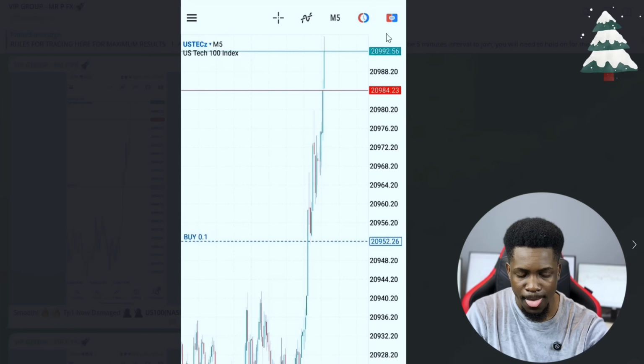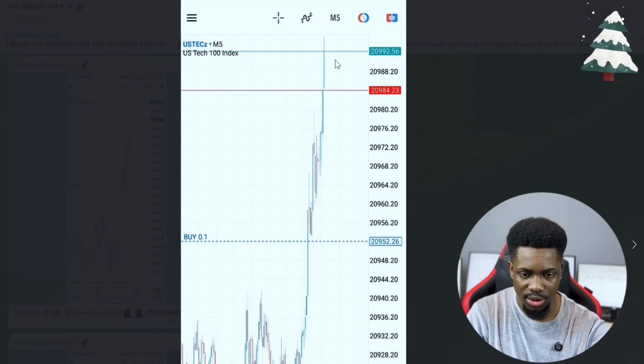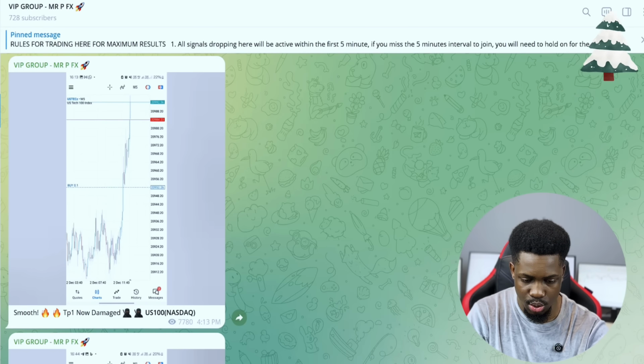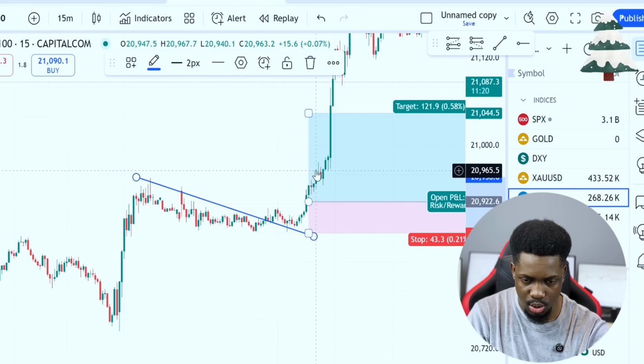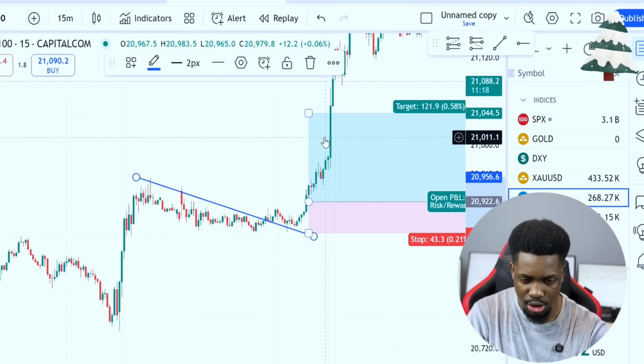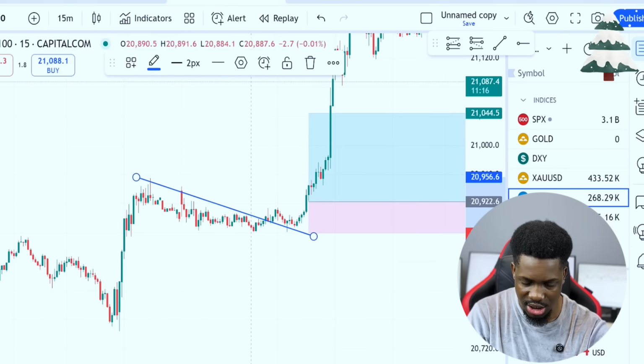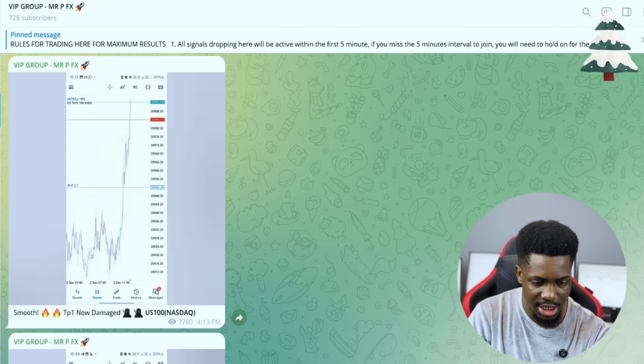If you check it out, this was where our take profit 1 was smashed, just at about this region. Let's check that out again. So our take profit 1 was smashed just at about this region. I guess take profit 2 was just at about the spot, and then this was take profit 3, right? So if we check that out again, this was exactly what we're having.